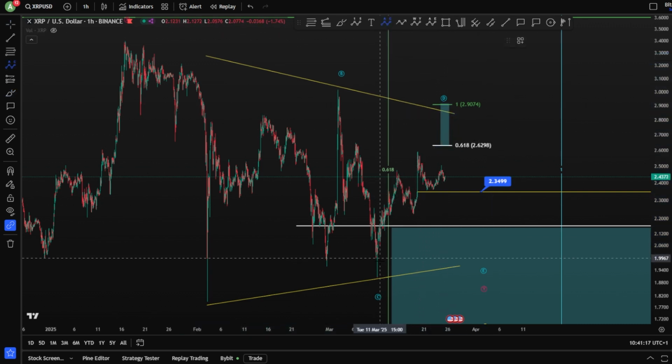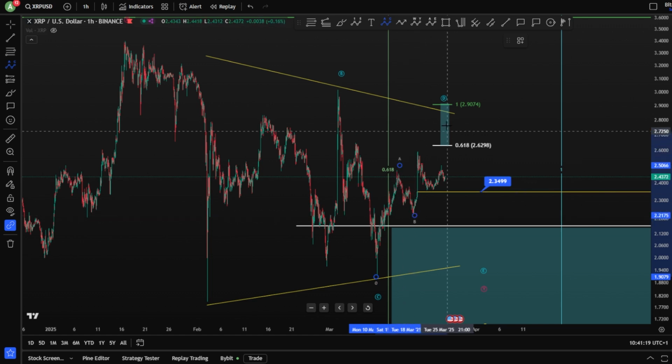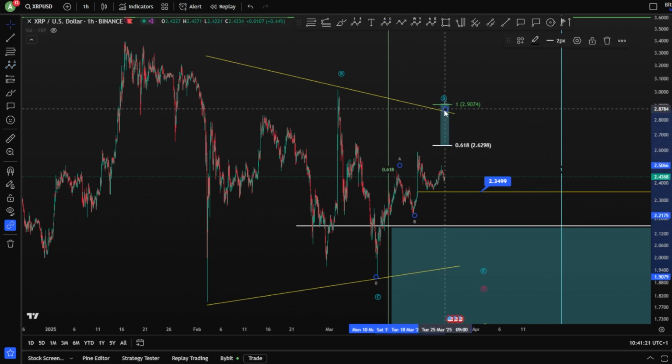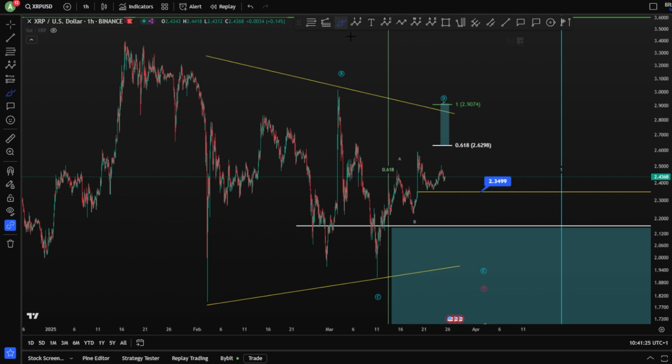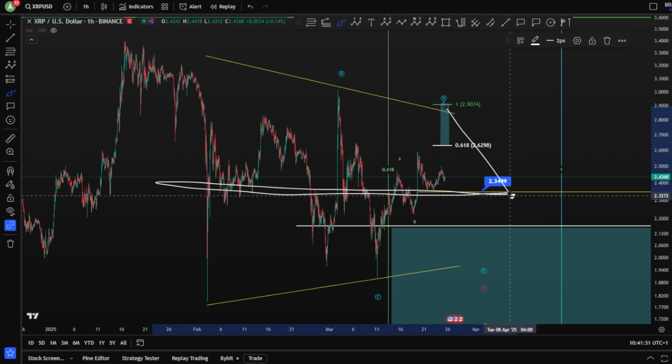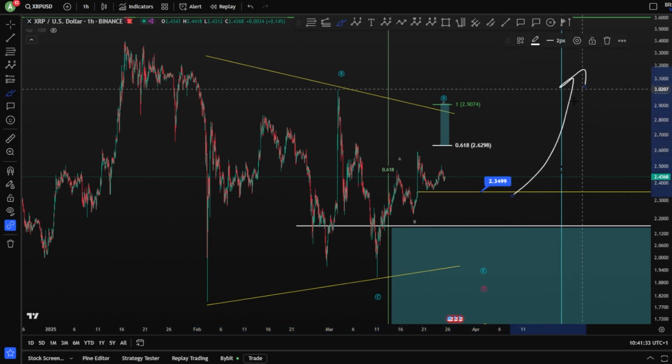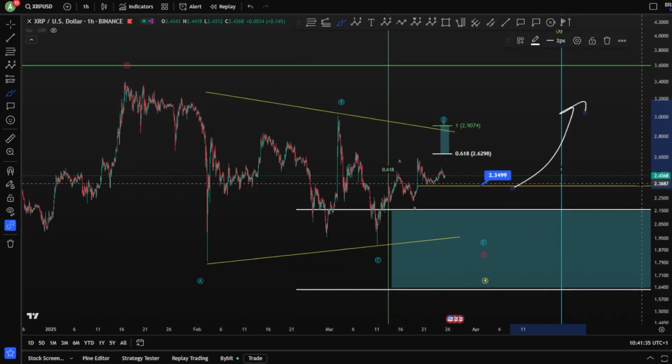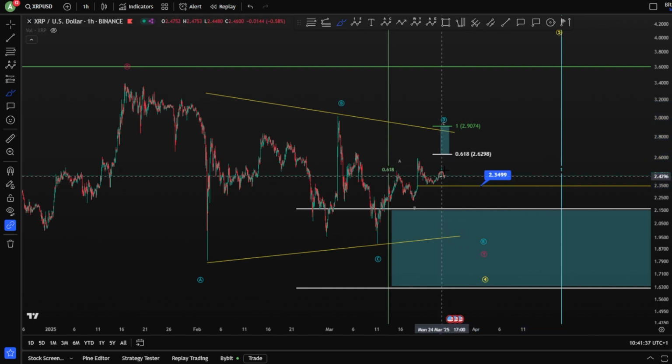So if we mark this, let's mark it anyway, A, B, and a C. This is what we're looking for to finish a wave D. After this, we might see, of course, a wave E again. It might, of course, hit only the mid of this triangle. The wave E is very tricky always in a triangle. And then moving to the upside impulsively and explosively.